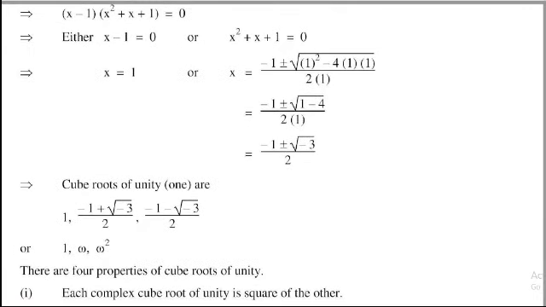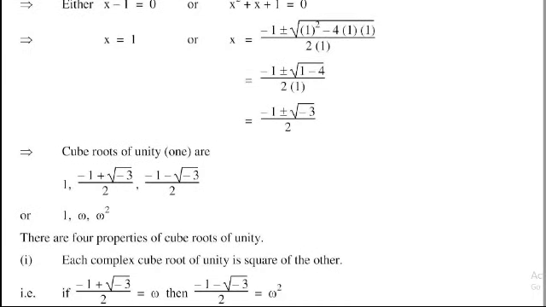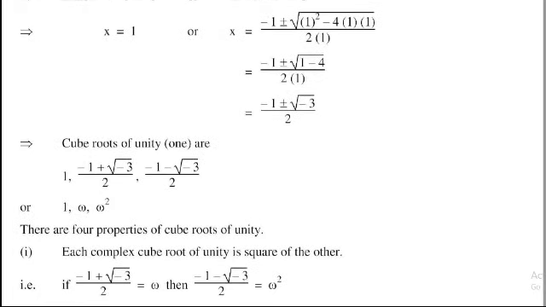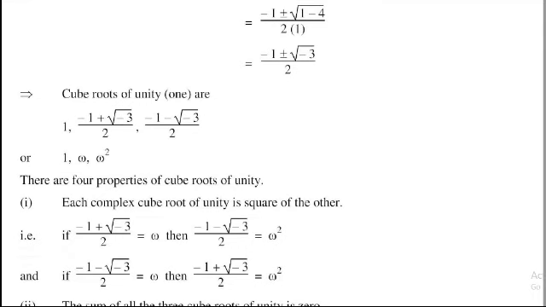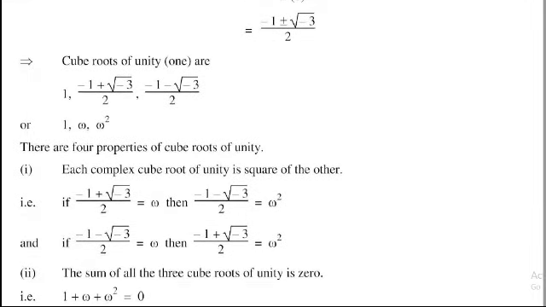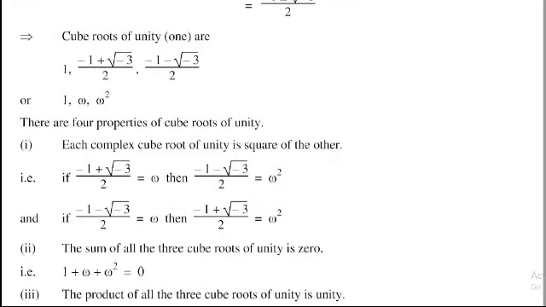Each complex cube root of unity is the square of the other. If minus 1 plus square root of minus 3 divided by 2 is equal to omega, then minus 1 minus square root of minus 3 divided by 2 is equal to omega square. And the sum of all the 3 cube roots of unity is 0, that is 1 plus omega plus omega square is equal to 0.